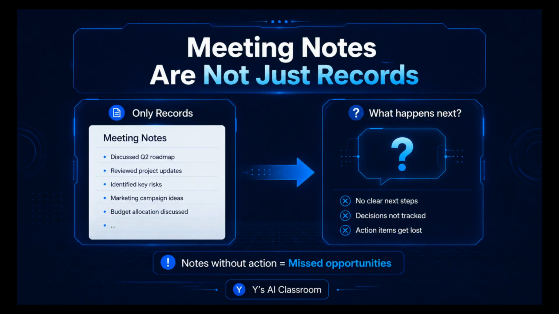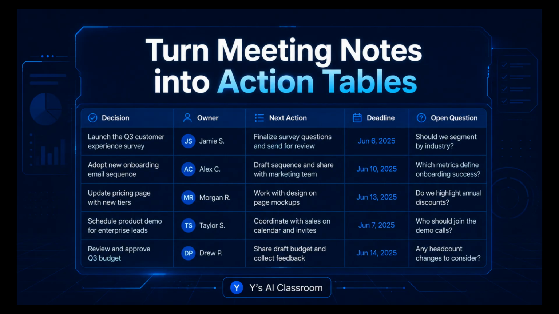Let's start with meeting notes. Many meeting notes simply record what was discussed. That is helpful, but it is not enough for real work. A good meeting note should show what was decided, what needs to happen next, and what still needs to be confirmed. Meeting notes become much more useful when they are turned into action tables. Instead of only listing discussion points, ask AI to separate decisions, owners, next actions, deadlines, and open questions. This changes the meeting note from a record of conversation into a tool for follow-up.